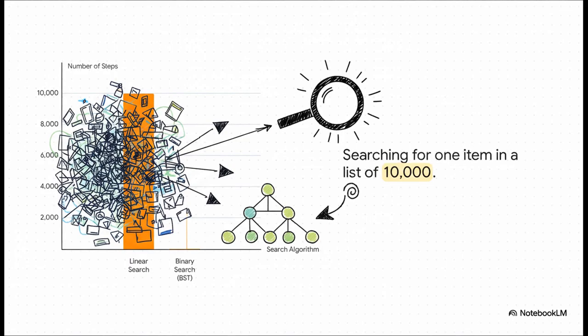Now this is why your future boss will care. This is the so what. If you had 10,000 items in a plain old list, to find one specific item, you might have to check all 10,000. But in a balanced binary search tree, how many steps does it take? About 14. Let that sink in for a second. 10,000 versus 14. That's not just a little better, it's a completely different universe of speed.